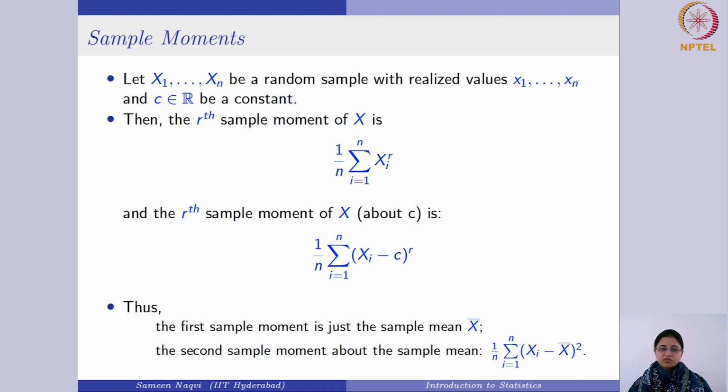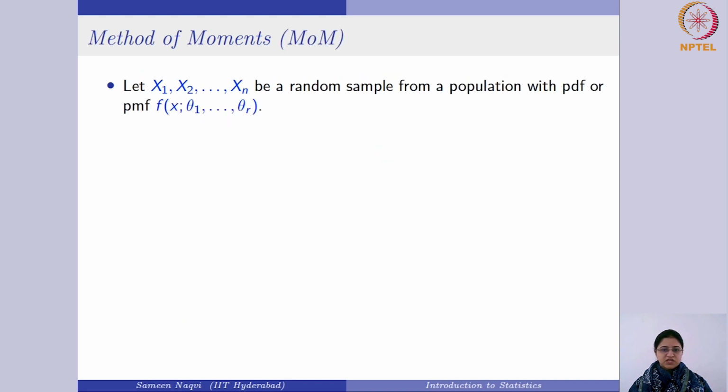Now, having learned population moments and sample moments, what the method of moments says is that if you have a random sample coming from some population whose PDF or PMF is given to you, and theta 1 to theta r means that there are r parameters. Some basic distributions like the Poisson and exponential distributions have only a single parameter, so r would be 1. Rather, normal, gamma and beta distributions have 2 parameters, so r would be 2. So you will have theta 1, theta 2, otherwise you would just have your theta.